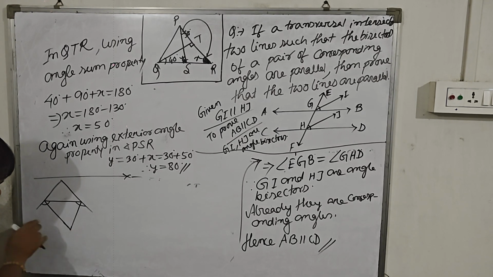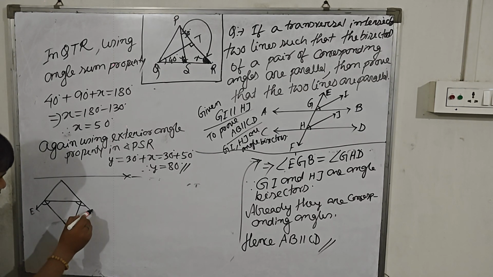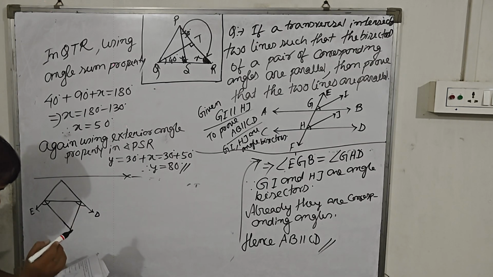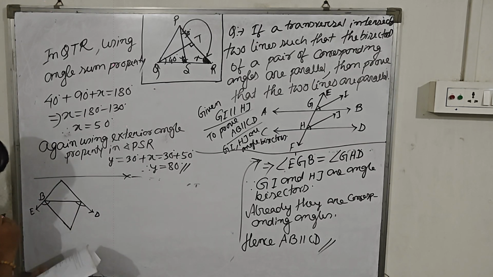These two are angle bisectors. This is E, this is D, this point is B.